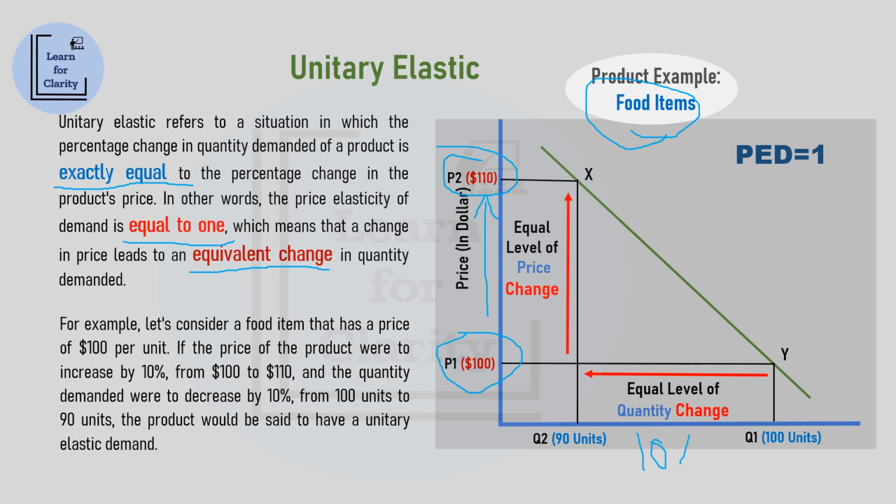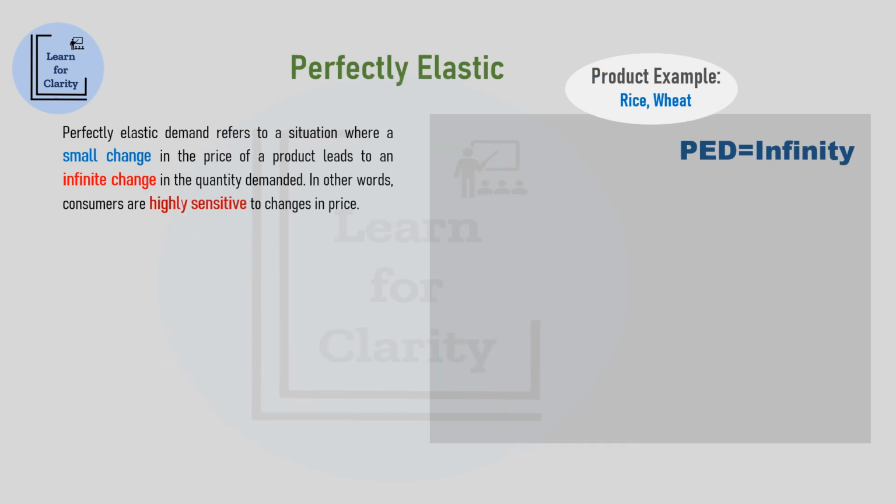Again, this illustrates that the product has a unitary elastic demand, as the percentage change in quantity demanded is equal to the percentage change in price. Overall, a unitary elastic demand indicates that changes in price have a proportional impact on the quantity demanded of the product. It is an important concept for businesses to consider when setting prices and forecasting demand for their products.